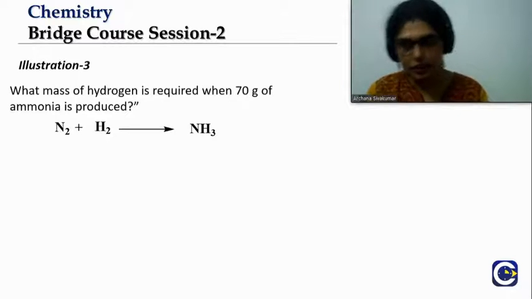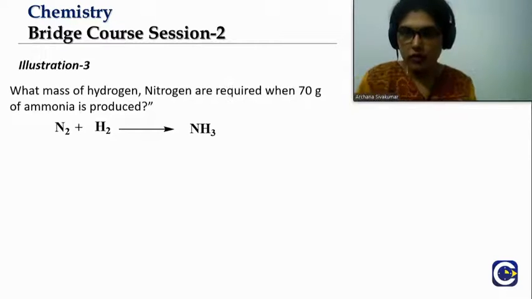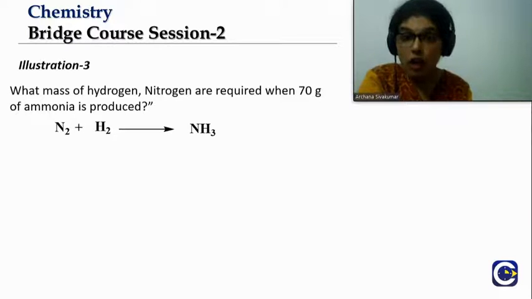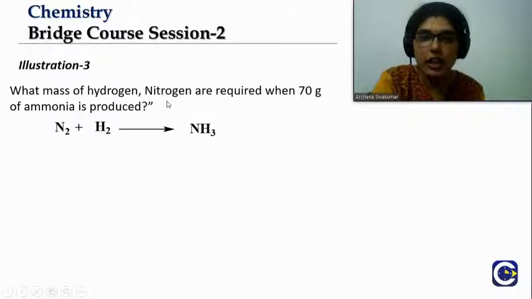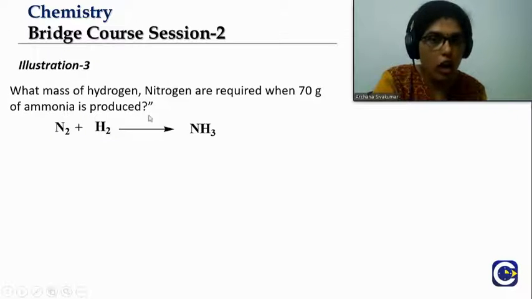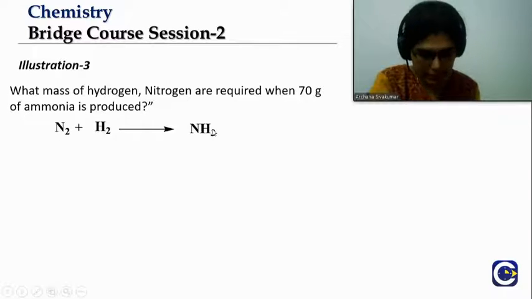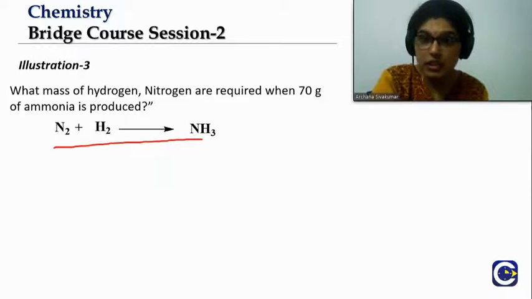So next question: what is the mass of hydrogen and nitrogen that is required when 70 grams of ammonia is produced? What is the equation regarding it? Hydrogen and nitrogen give rise to ammonia. Ammonia's formula is NH3. Using that, is this reaction balanced? The nitrogen and hydrogen giving rise to ammonia.